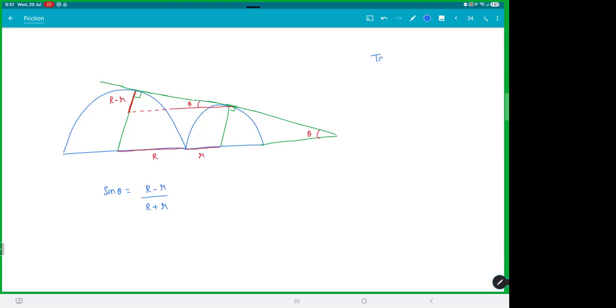And we know tan theta is equal to mu. So from tan theta, how to get sine theta? This is theta, this is mu, this is 1. This is the hypotenuse, which is root over mu square plus 1. So sine theta will be the opposite side, mu by root over mu square plus 1. Substitute here.